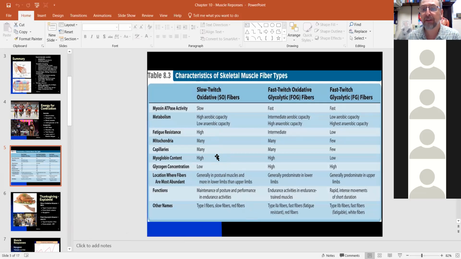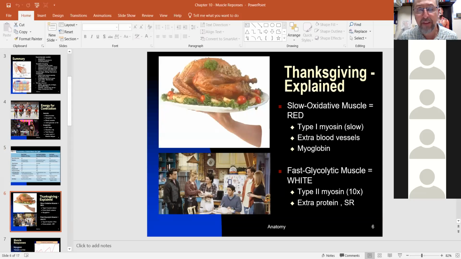On the other hand, the sprinters are using these fast twitch, fast glycolytic fibers. These fibers look completely different. They don't have as many mitochondria. They have far fewer blood vessels. They don't store myoglobin. Instead, they store glycogen. And these are mostly in your arms. Okay, but if you train intensely, you can develop these in your legs as well. Okay, and my little explanation for these was that this explains the mystery of Thanksgiving.